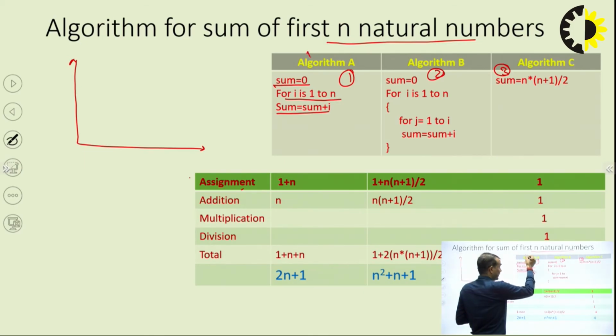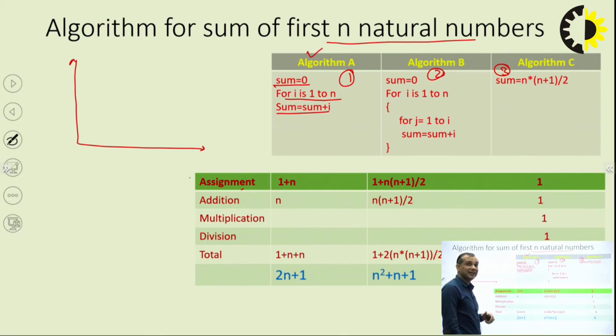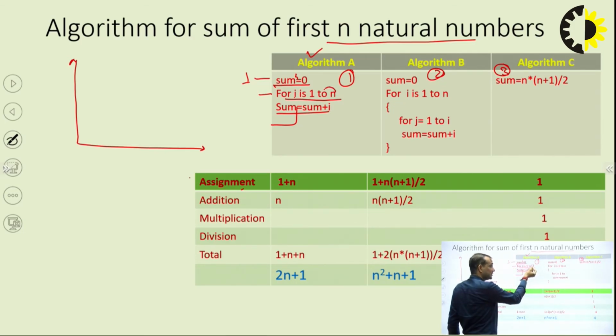If I am talking about algorithm 1, how many assignments did I check here? One assignment is sum equal to 0, that is 1. Where is the second assignment? It is here, but it is inside the for loop. It means if this loop runs 1 time, it will execute 1 time. Where does the loop run up to? n times. So it will execute n times. So what is the total number of assignments? That is n plus 1.